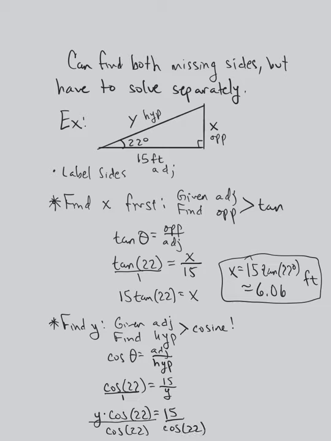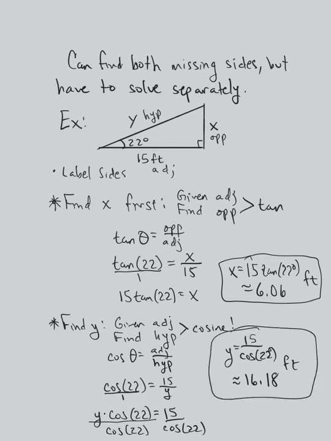Like that. And so what are we going to get? We're going to get y, the exact form is going to be 15 over the cosine of 22 degrees. And then to get the approximation, I would type that in. So we got 15 divided by cosine 22. And we get about 16.18. And again, those are feet. All right, like that.